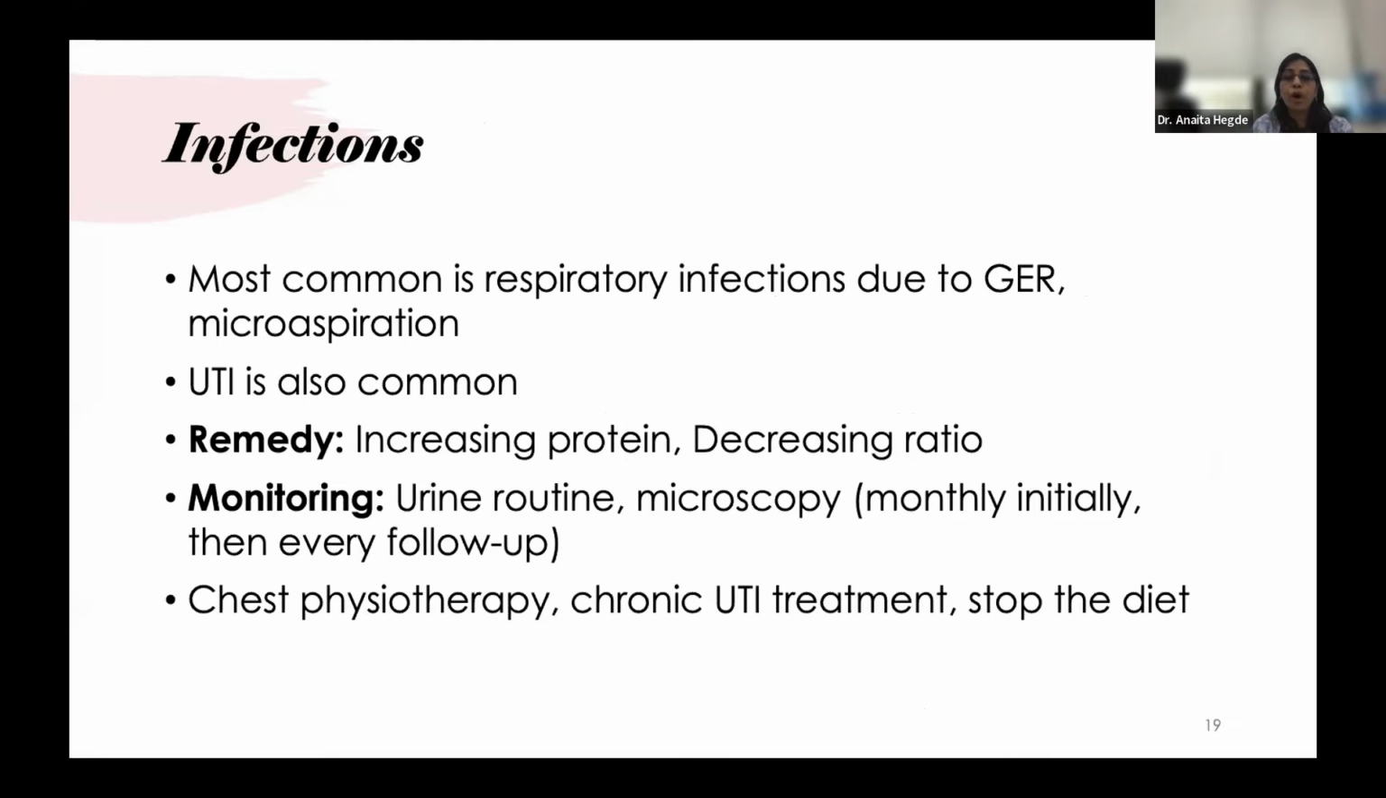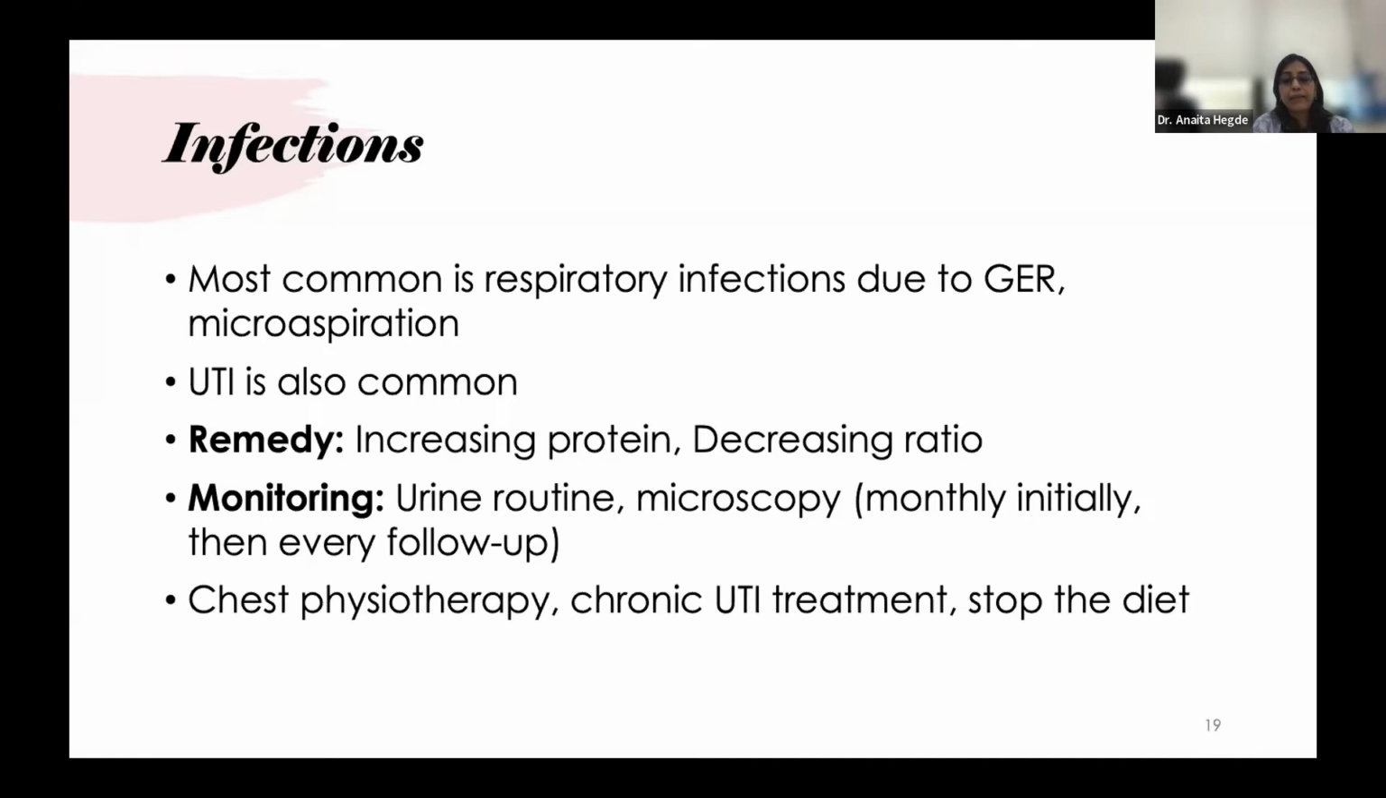Infections. Most common are the respiratory infections due to the gastroesophageal reflux and microaspirations. UTI is also common. Remedy is to increase the protein intake in the diet so that the patient's immunity can be improved. Decreasing the ketogenic ratio in the diet can also help. Also, the GER needs to be treated.